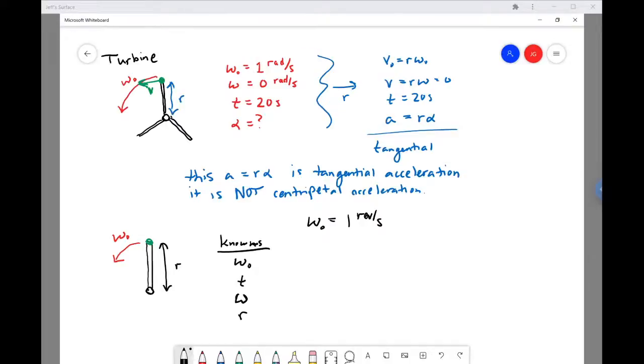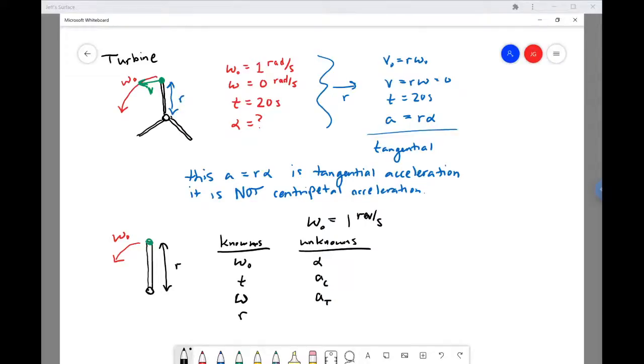While you're thinking about that, let's keep going here. So in this problem, the unknowns are the angular acceleration. You also want to figure out what the centripetal acceleration is. I'll call that a sub c. And then you also want to know the tangential acceleration. I'll call that a sub t. So what are those? And Holly's got the answer.